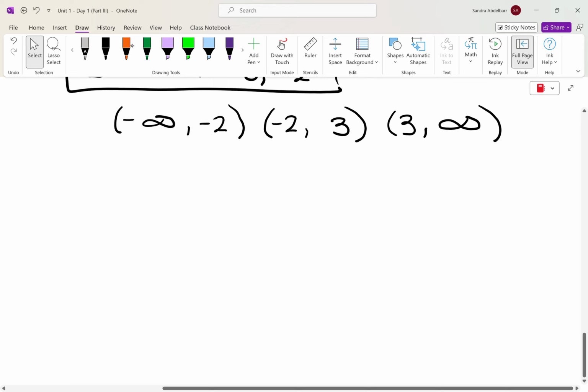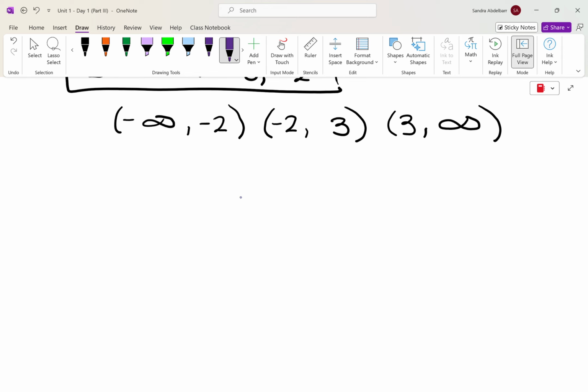Okay, next one. I'm going to put a star on this next one because it's the most complicated type of problem that we're going to be doing.